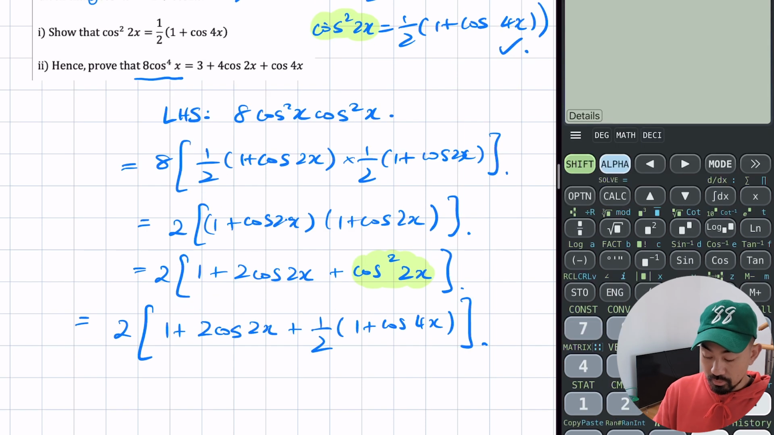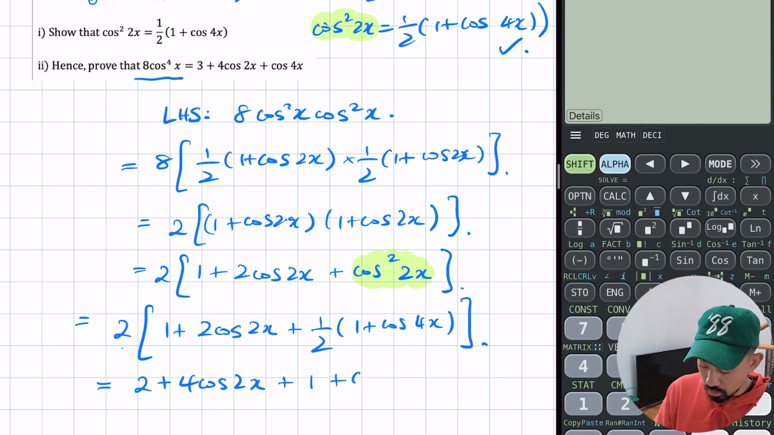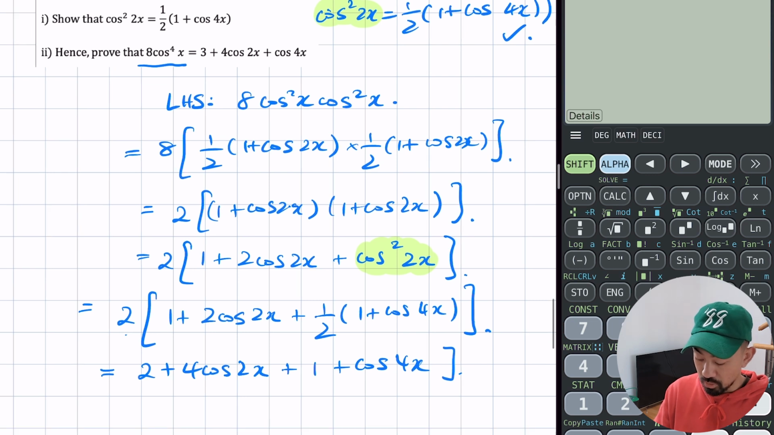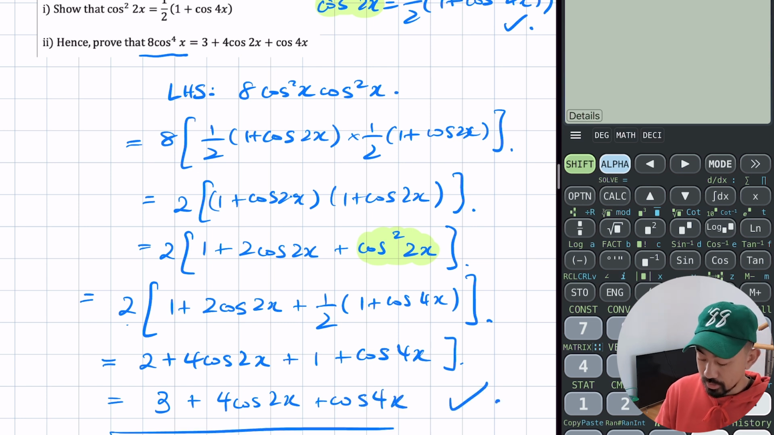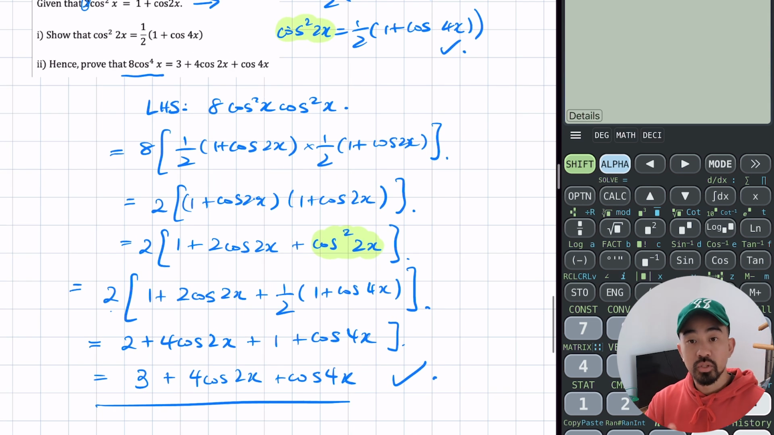So let's maybe get rid of the 2 by expanding it inside. So 2 plus 4 cos 2x plus 1 plus cos 4x. Right, because 2 times a half is 1. You just get rid of the brackets. So then finally you've got 3 plus 4 cos 2x plus cos 4x. And you're done.